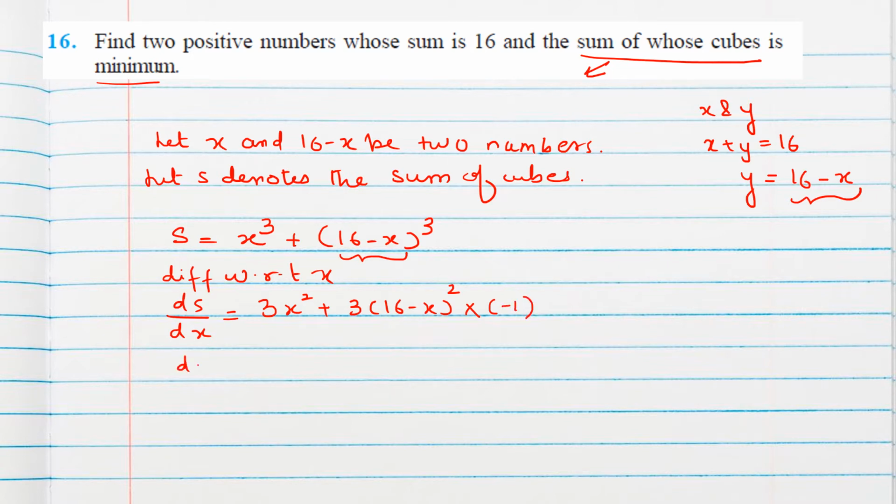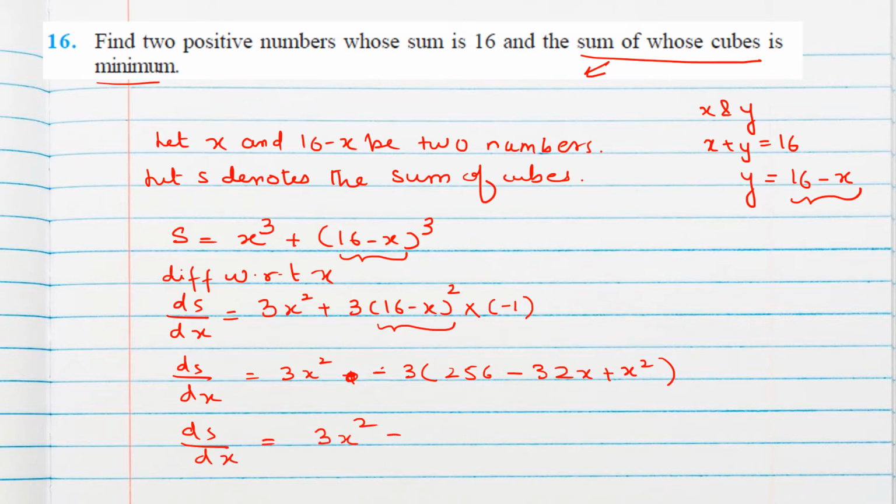So ds by dx will be 3x square plus, see, plus minus minus I can write directly, so minus, now 3 times this we can open using the identity a minus b whole square. 16 square means 256 minus 32x plus x square. Now open the bracket here. So 3x square minus 3 I am writing as it is, not multiplying with 256, plus this also we can keep as it is, then minus will come, minus 3x square. So 3x square minus 3x square will go.